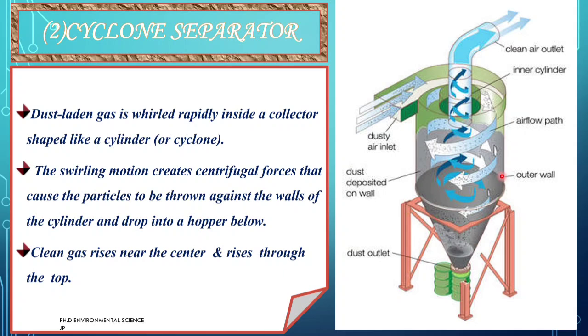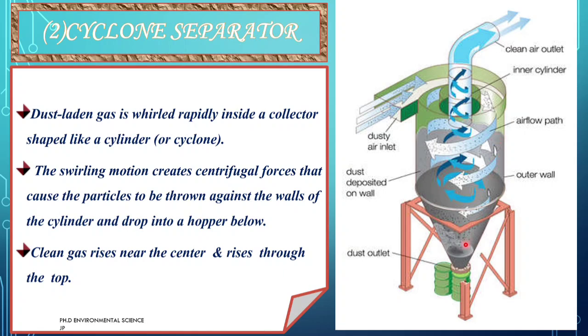As the air spirals downward, the centrifugal force pushes the dust and other particulates towards the outer wall where they settle and slide down due to gravity. Dust outlet, located at the bottom of the cyclone separator. This outlet allows the collected dust and particulates to be removed from the system.